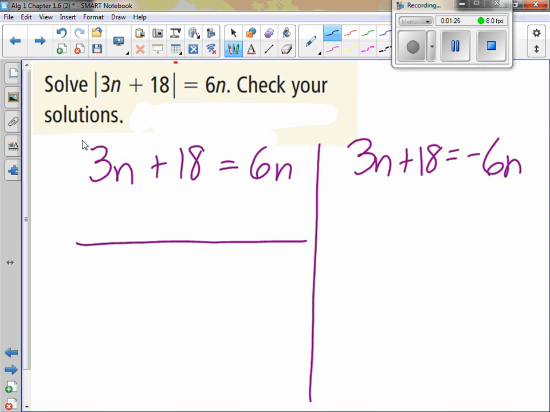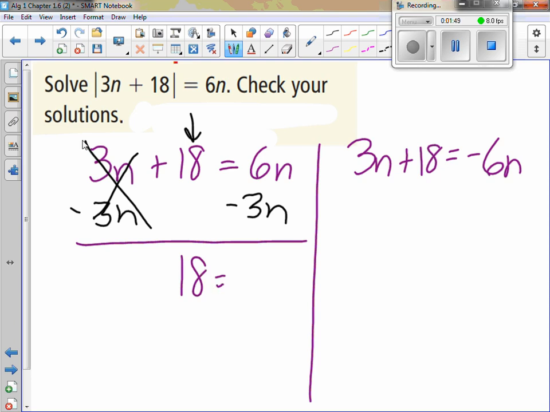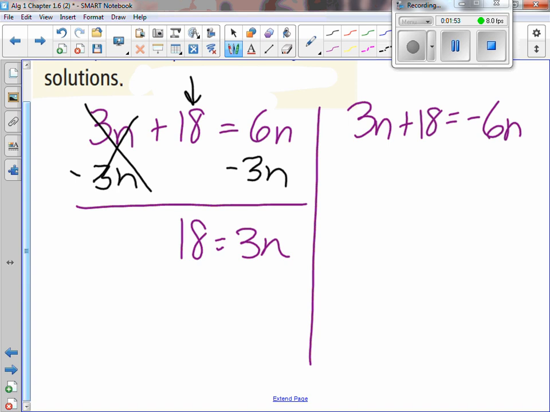I have 3n here and 6n here, yes? Is there something with 3n? Oh, there's the 18, yes? Is there anything with 6n? Well, no, it's just 6n, right? So it's going to be a little bit easier if I move the 3n over. Because if I subtract 3n from both sides, 3n minus 3n cancels. So I have 18 is equal to 6n minus 3n is 3n.